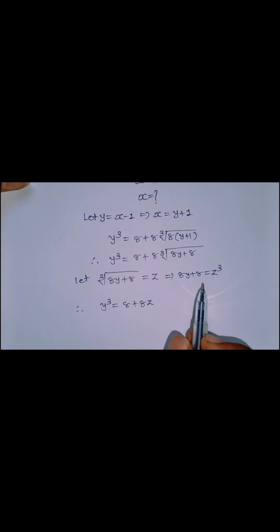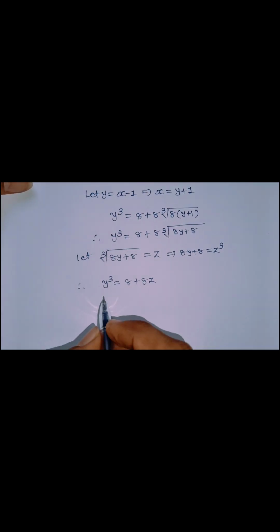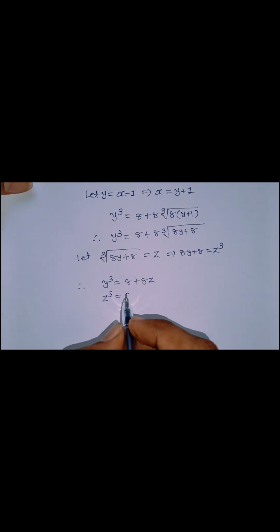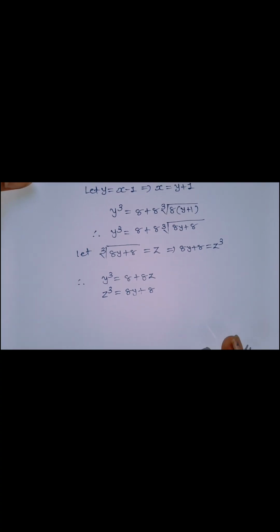Now 8y + 8 = z^3. Use this part also. Right here, z^3 = 8y + 8. We created both equations, or not? Now find the subtraction of these two equations.